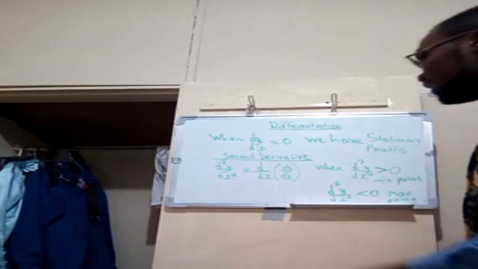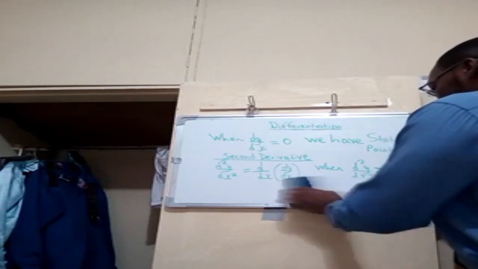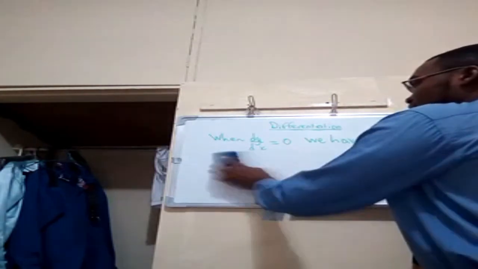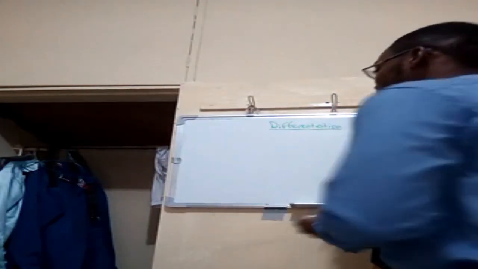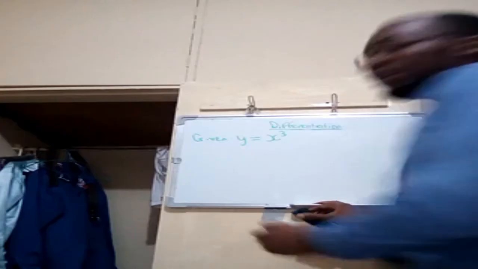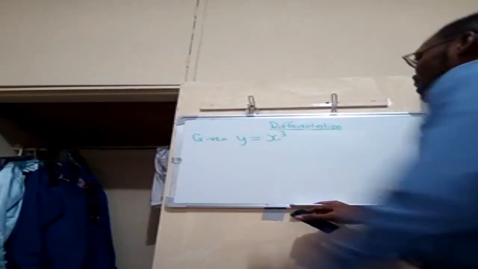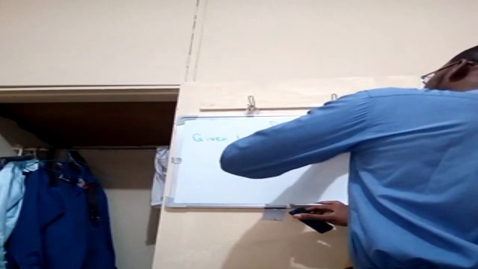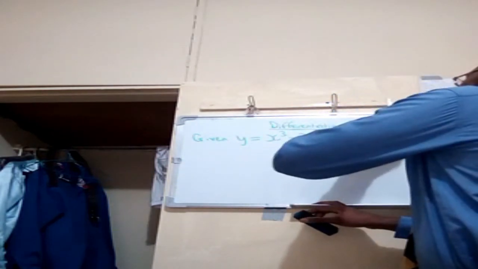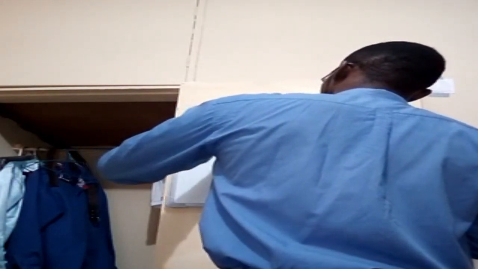A typical CAPE question might be something like this. Given y is equal to x cubed minus 3x squared plus 2, find all stationary points, and determine their nature.